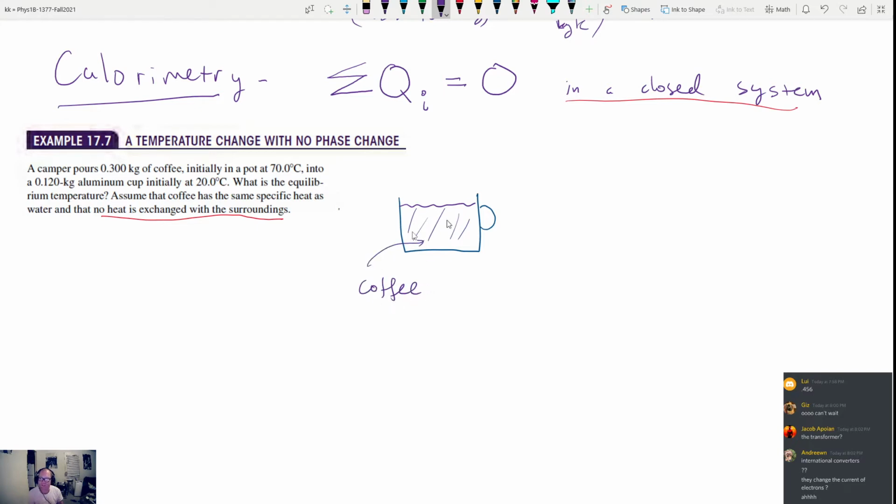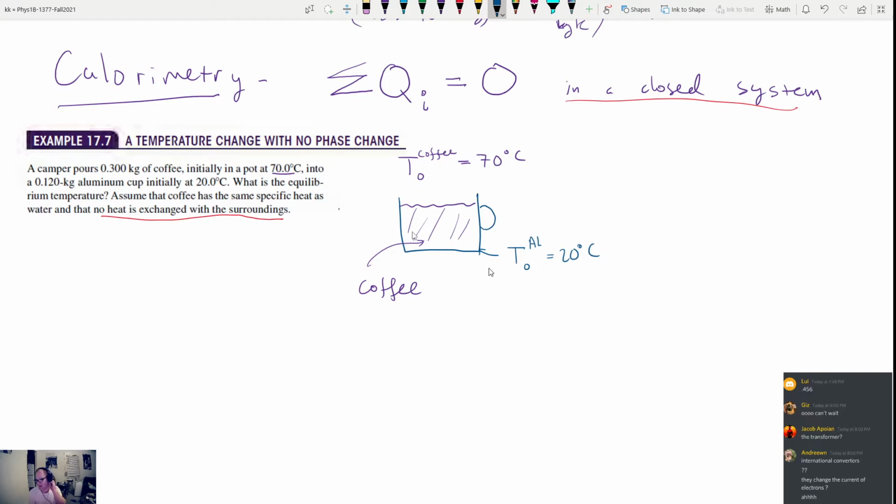And what we know is that the initial temperature of the coffee, T initial for the coffee, was 70 degrees Celsius. Camper pours 0.3 kilograms of coffee, initially in a pot at 70 degrees Celsius, into an aluminum cup. So the initial temperature of the coffee is 70, and the initial temperature of the cup is 20. So here's our cup. It is an aluminum cup, right? So we'll say aluminum. The initial temperature of the aluminum is going to be 20 degrees Celsius.